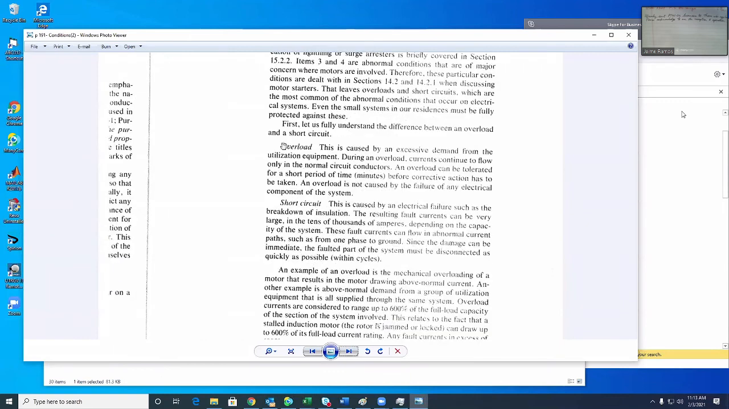Then here is the condition of an overload. An overload is caused by an excessive demand from the utilization equipment. So the equipment has not failed, but we put too many loads on the same contact. So then that contact plug, the strip contact plug is just overloaded.